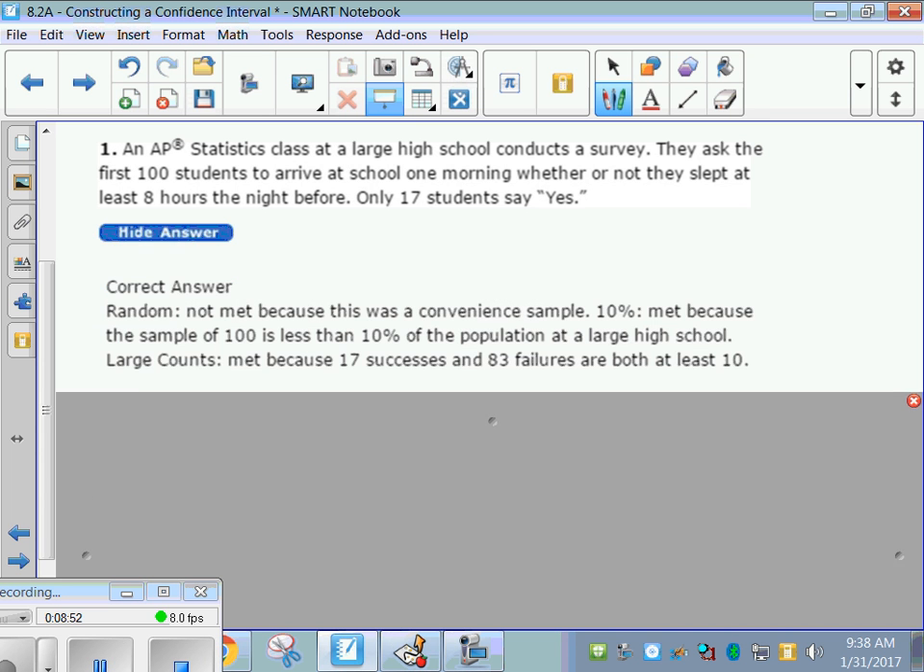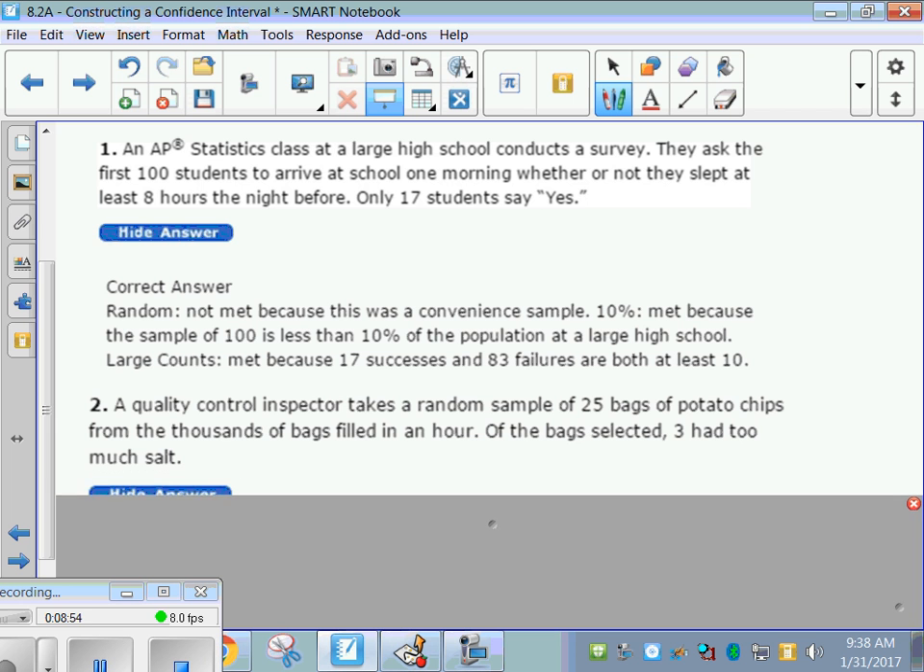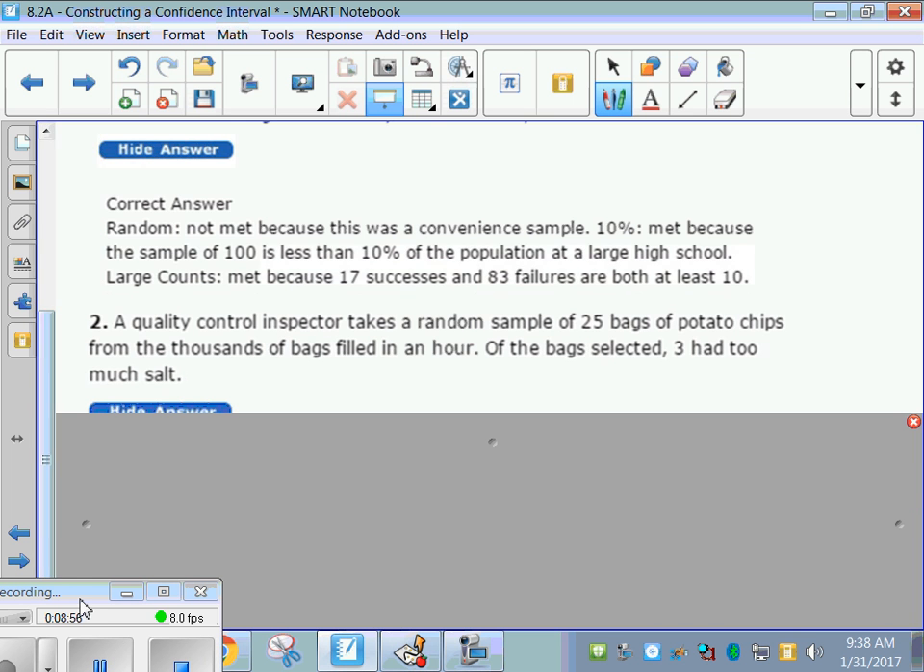Okay, so number 2, a quality control inspector takes a random sample of 25 bags of potato chips from the thousands of bags filled in an hour. Of the bags selected, 3 had too much salt. Maddie, did we take a simple random sample? Yes, so we're good to go on random. 10%: Michaela, is 25 less than or equal to a tenth of the thousands of bags? Yes, so we're good on that.